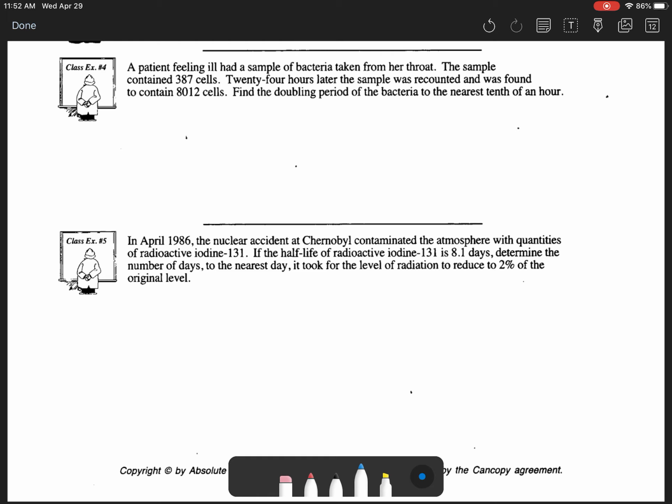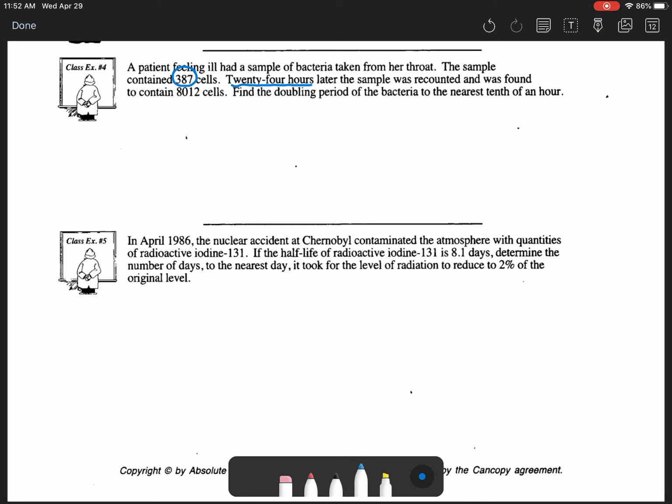So it says, a patient feeling ill had a sample of bacteria taken from her throat. The sample contained 387 cells. So that's going to be our starting amount, okay? So they're sick, they have a sample taken, boom, 387 cells, that's what we're starting with. 24 hours later. Now, that's time. That's how much time has passed, okay?